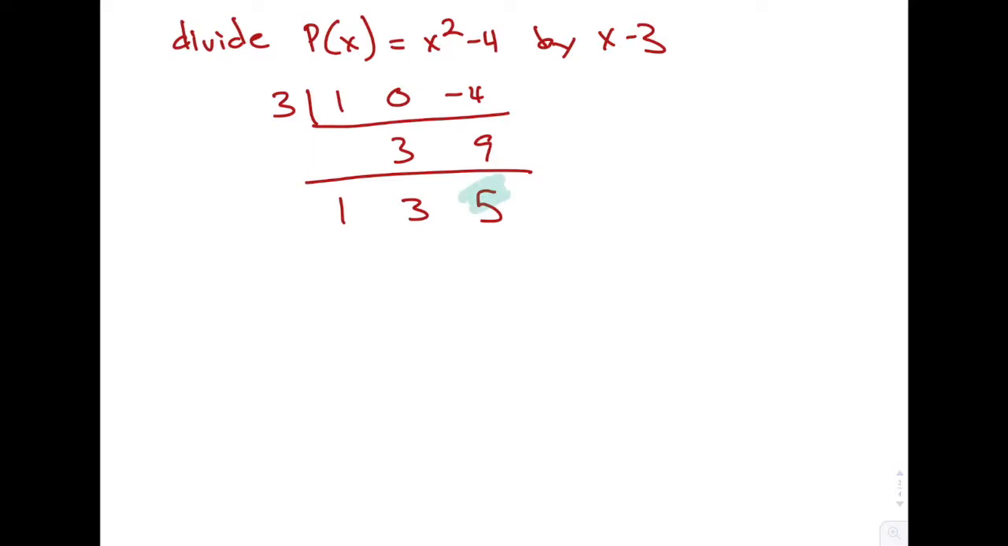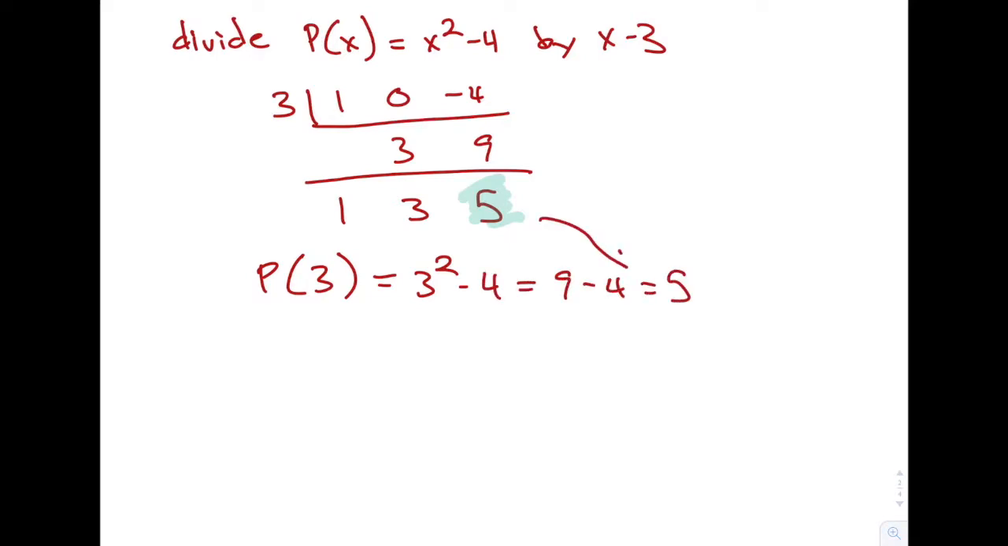Okay, now I want to point something out to you. What if we had just plugged 3 into the polynomial? Such as p of 3 equals 3 squared minus 4, which equals 9 minus 4, which equals 5. You see what's happening here? It's not by coincidence.